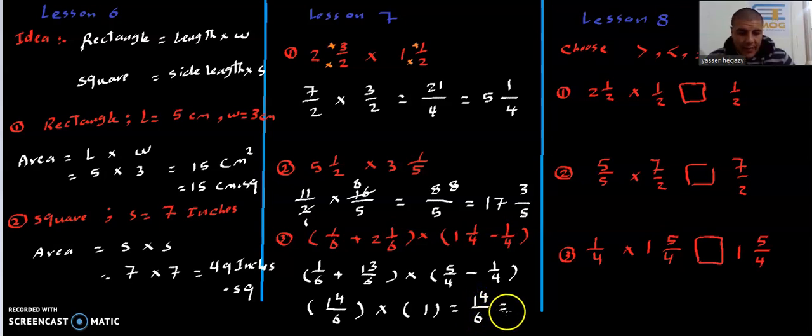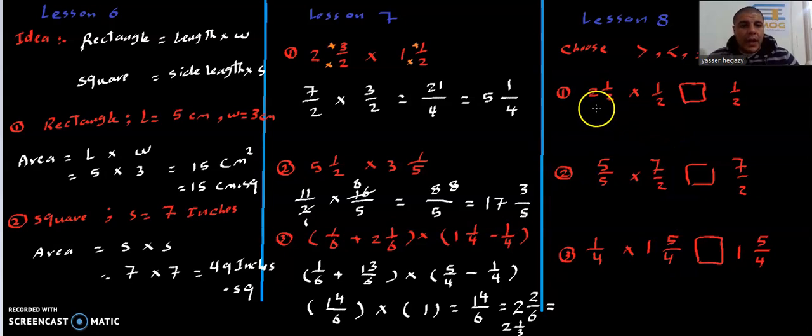Can we write it as a mixed fraction? Yes, we can. So it will be 2 and 2 out of 6. Can we put it in the simplest form? Yes, we can, as we have 2 here. 2 divided by 2 equals 1. 6 divided by 2 equals 3. So the answer will be 2 and 1 out of 3. If you put it 2 and 2 out of 6, it's right. 2 and 1 out of 3, both of them are correct.